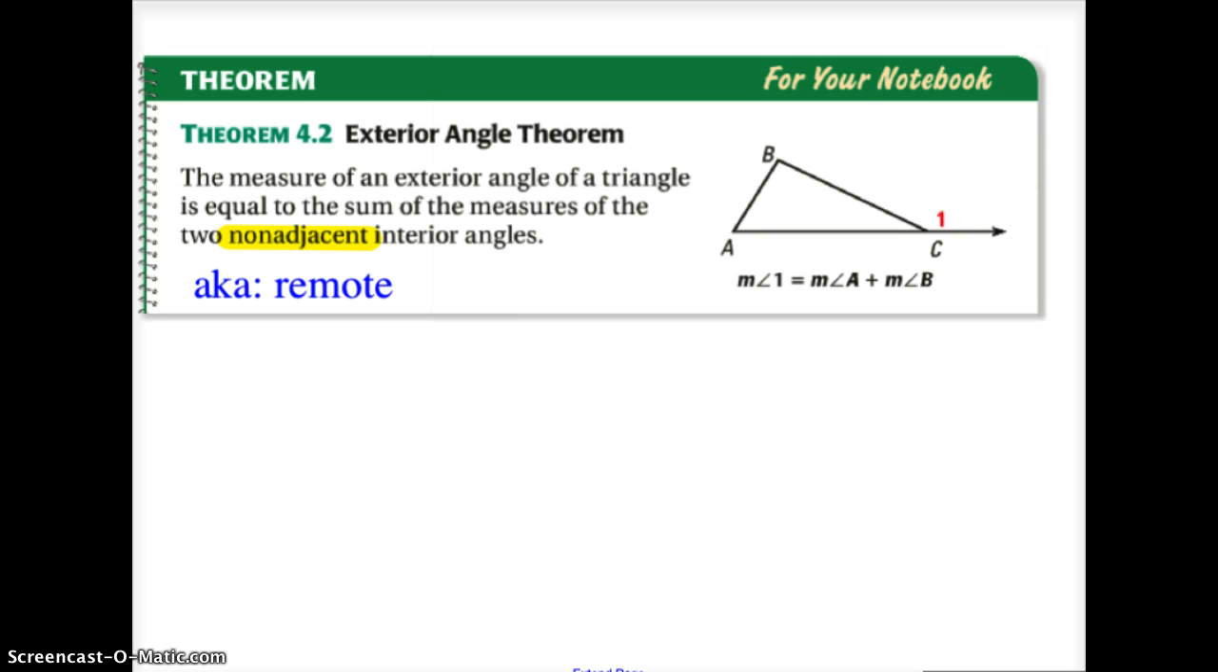The last thing that we have is a theorem, and the theorem says the measure of an exterior angle of a triangle, angle 1, is equal to the sum of the measures of the two non-adjacent interior angles. But what we call that is the two remote interior angles. So if we look at exterior angle, angle 1, the two remote interior angles, remote, farthest away, are angles A and B. So this theorem says that A and B together is equal to the measure of the exterior angle, angle 1. This theorem we will also prove in class tomorrow.